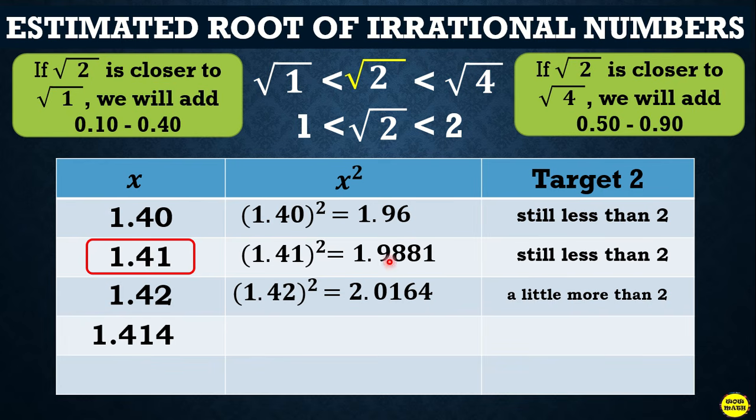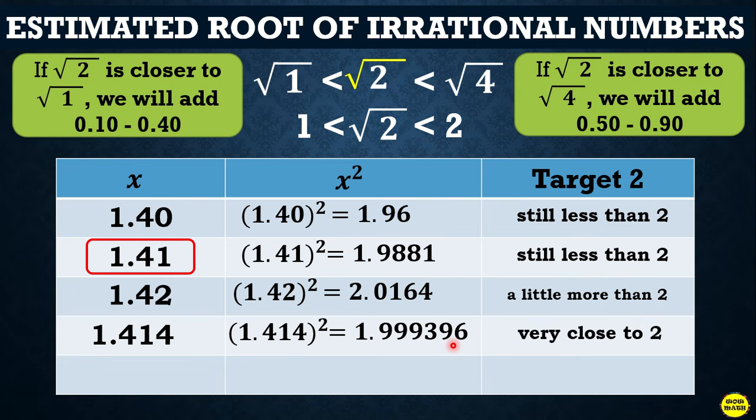And, kasi malapit na siya, and if we will be squaring 1.414, the result is 1.999396, and this is very close to 2. Okay. Now, sige, for us to check, let us try muna yung 1.415.